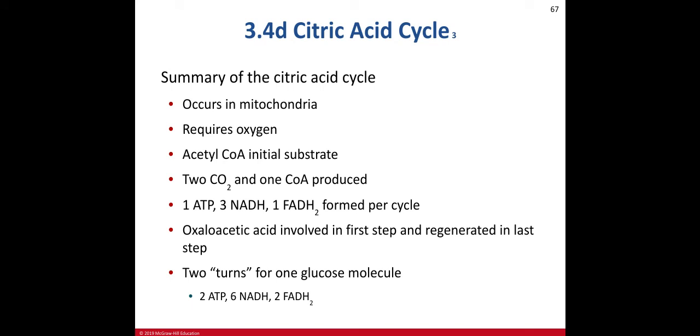So, summary: it happens in the mitochondria. We need oxygen. We start with acetyl-CoA. We are going to get 2 CO2 and 1 coenzyme A produced. That CO2 is released. Coenzyme A can go back to our intermediate or prep reaction. We've got oxaloacetic acid involved in the first step and regenerated in the last step. That's why it's a cycle, so we can keep going. And we need 2 turns for 1 glucose molecule to be broken down, and we'll get 2 ATP, 6 NADH, and 2 FADH2.